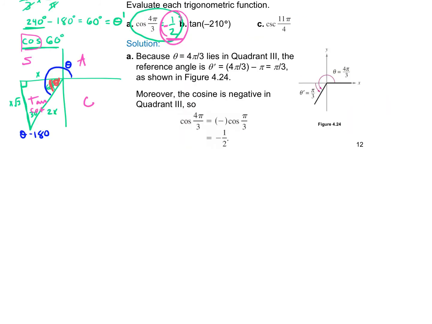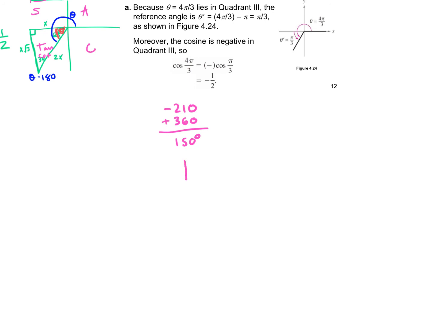All right, so next we're going to find the tangent of negative 210. So first thing I want to do is find the coterminal angle to negative 210. So what should I do to find the coterminal angle? Add 360. So this would be 150. Yes. What quadrant is 150 degrees in? The second. So it's in the second quadrant. This is 150, so that's my theta. But I want to find the reference angle here, which is going to be theta prime.